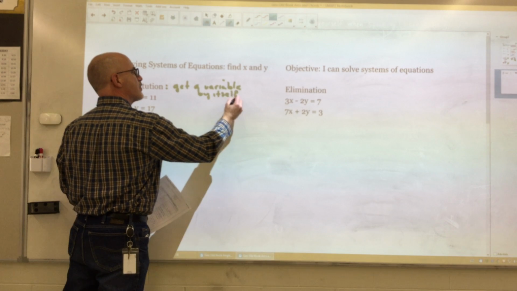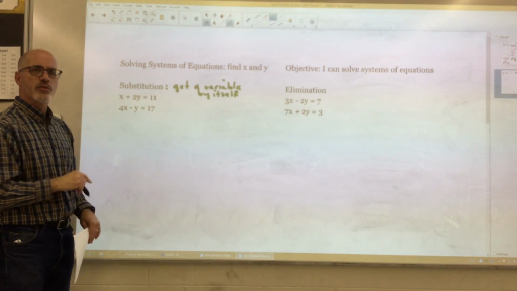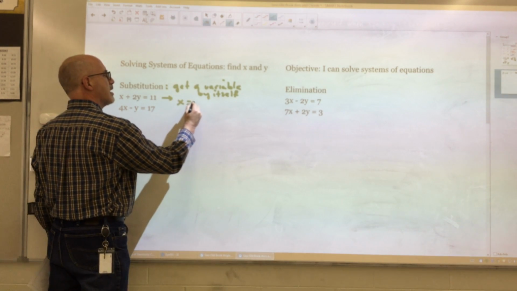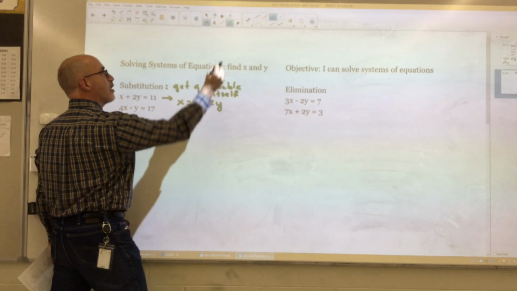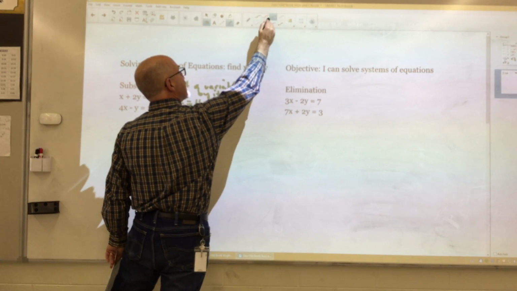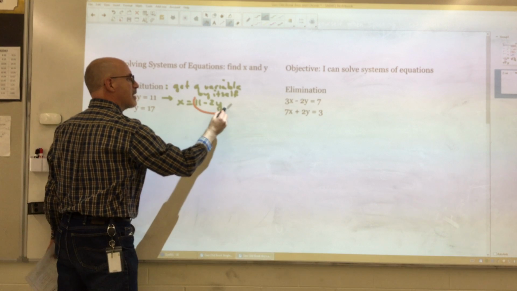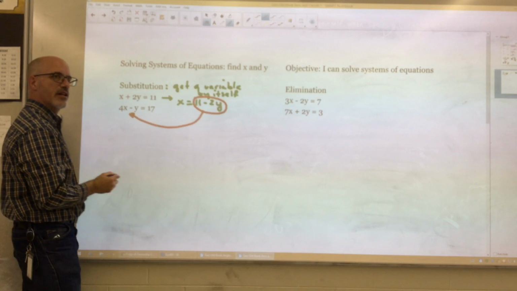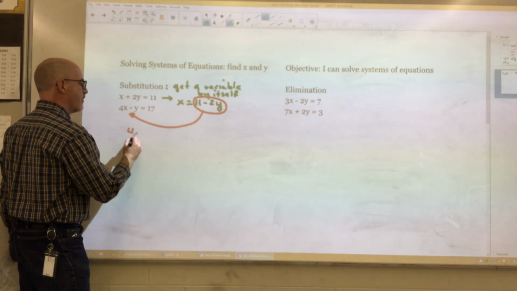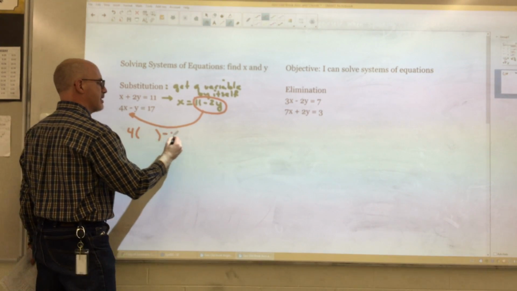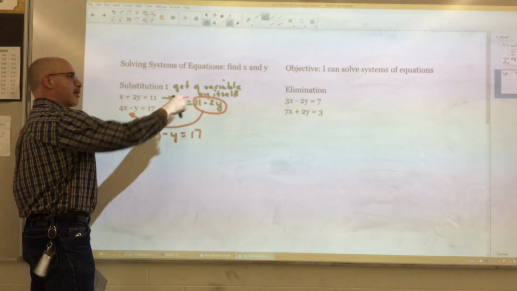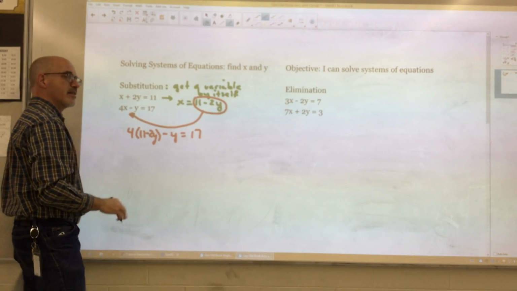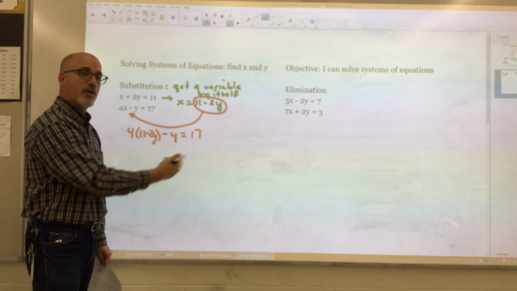So in this case, in this first problem, I'm going to go ahead and subtract 2y from both sides. So here I'm going to make x equal to 11 minus 2y. Now what's nice about that is that I can take this 11 minus 2y and substitute it in for x in the other equation, hence substitution. So I'm going to have 4, take out the x, put it in parentheses, minus y equals 17. I'm going to put this 11 minus 2y in the place where the x was, and now I've got an equation with just one variable. I'm going to solve it.